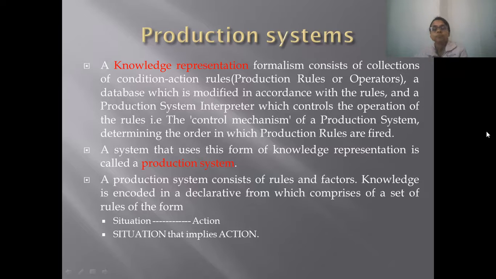Now here, this production system interpreter controls the operations of the rules. That means it is the control mechanism of a production system, determining the order in which production rules are fired. As I am saying, there is a need to determine what your desire is, what the requirement of that production is. A system that uses this form of knowledge representation is called a production system.